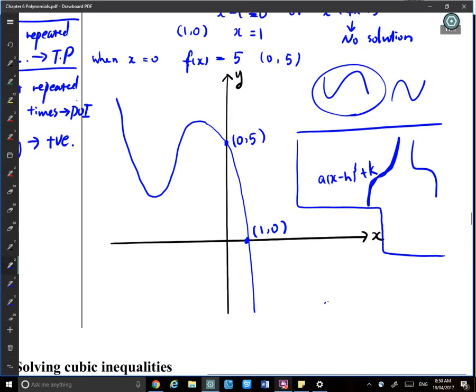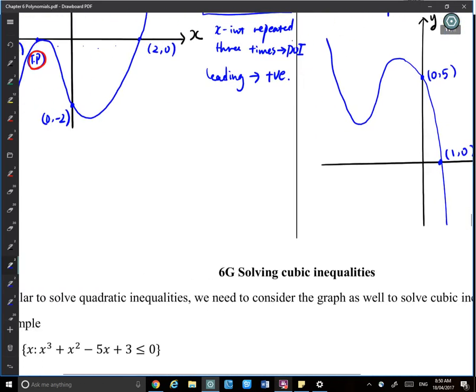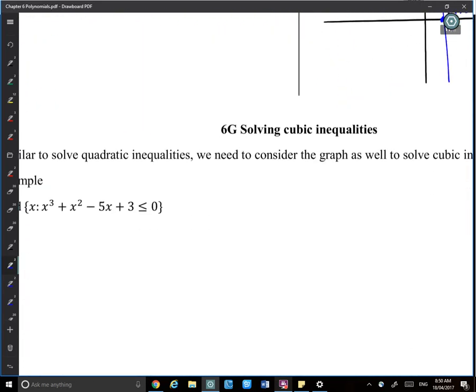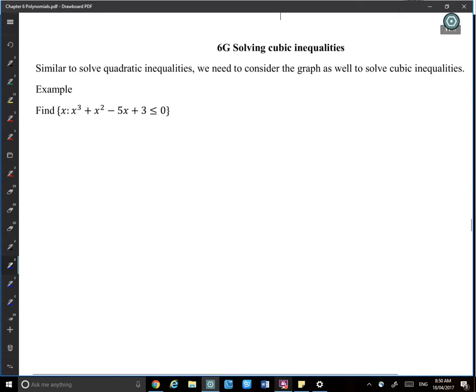If you don't have any questions, let's have a look at 6G, which is solving cubic inequalities. One question is, do you remember how to solve quadratic inequalities? How do we solve for that? Draw the graph. Good. So for anything other than linear inequality, you need the graph to see how to solve the inequalities. Same thing here.